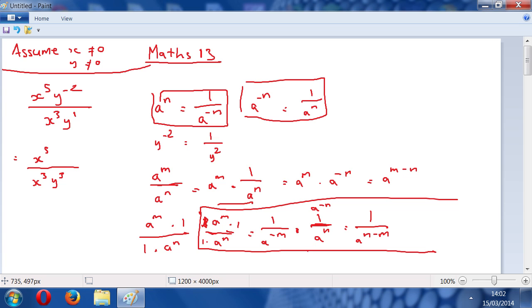Minus n plus n is the same as n minus m.